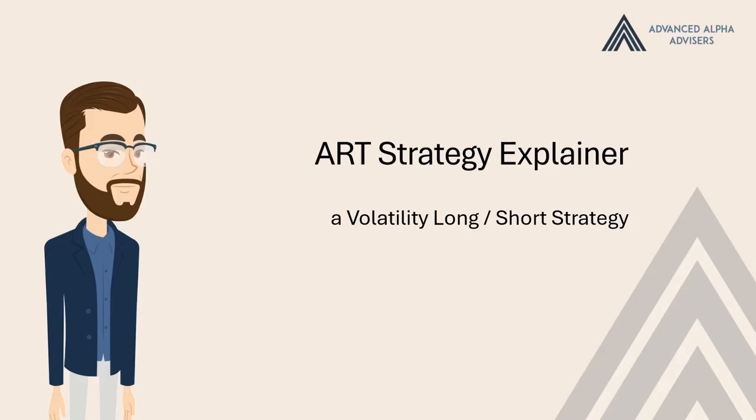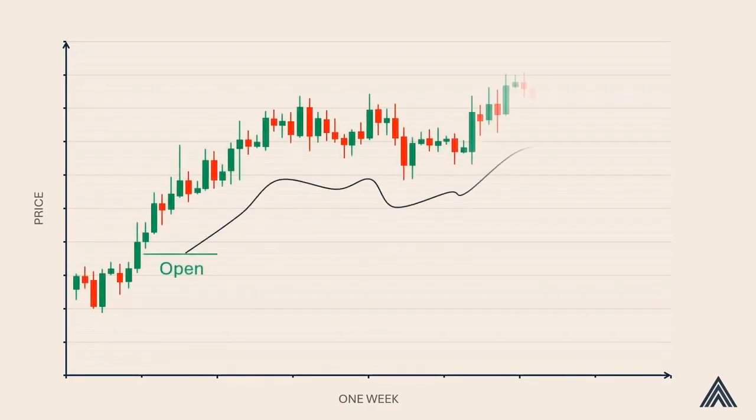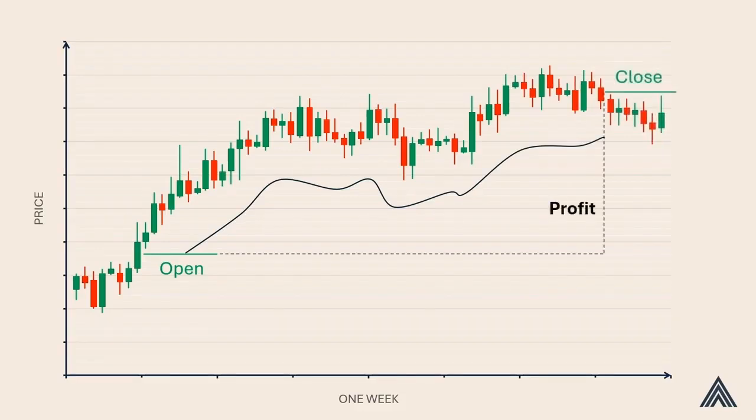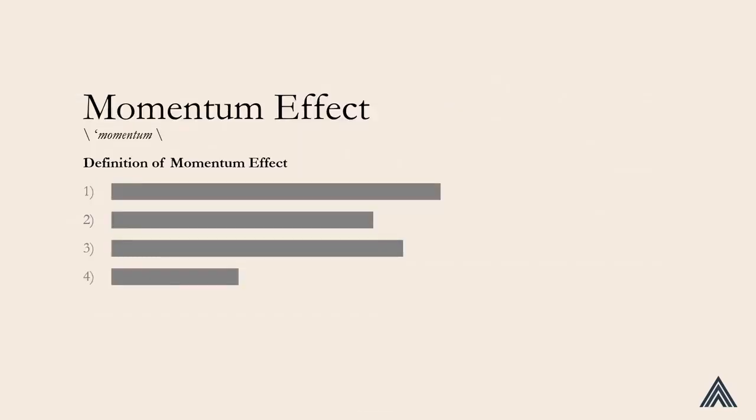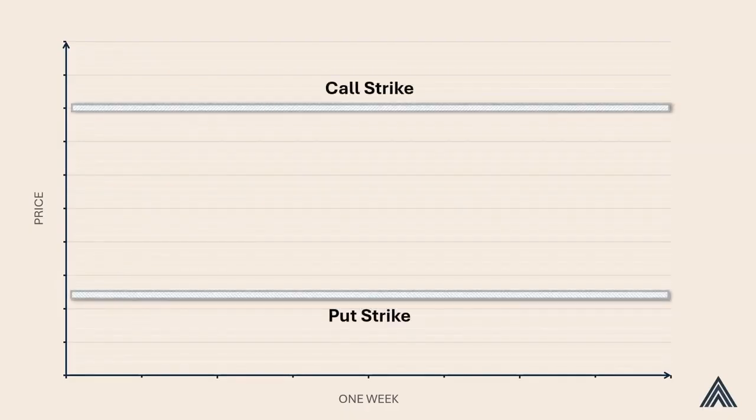SMART is a volatility long-short strategy. It has a long volatility component, a trend-following futures trading model which profits if markets trend in one direction over short time frames. This strategy benefits from the momentum effect, which is the observation that price trends tend to persist over time. It also has a short volatility component, which is an option selling strategy that profits if the market stays within a particular range.